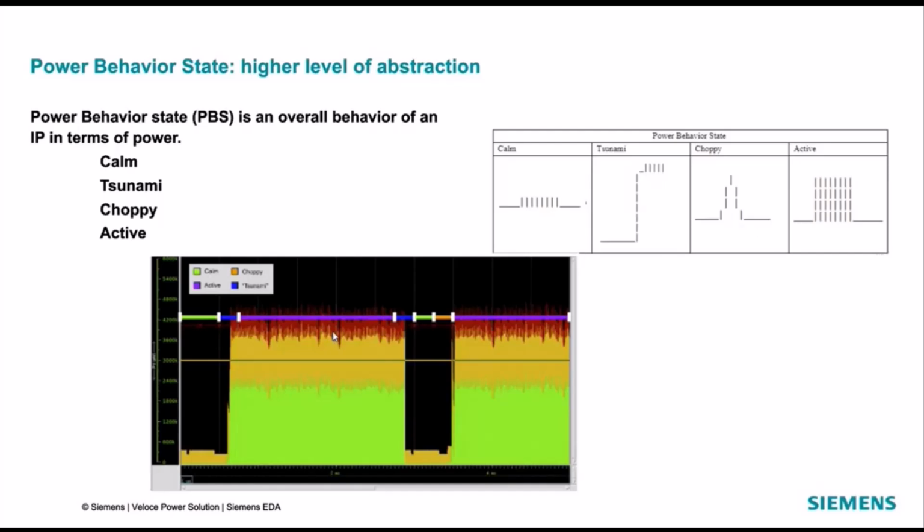In this power profile, this categorization is shown. So initially we have a calm stage, then suddenly we see a tsunami happening. Then we have an active state for a while, and another tsunami followed by a calm state. And you see a choppy here, followed by an active state. And that's basically the basic definition of power behavior state.